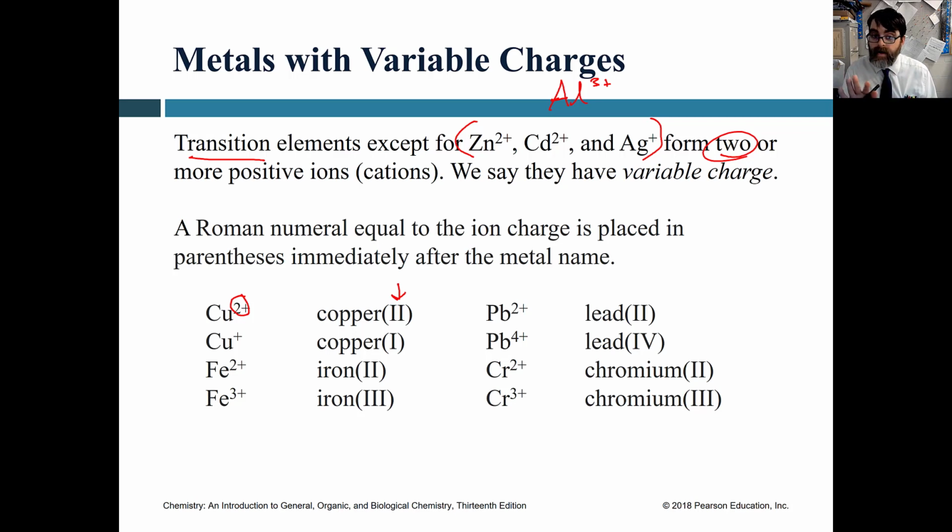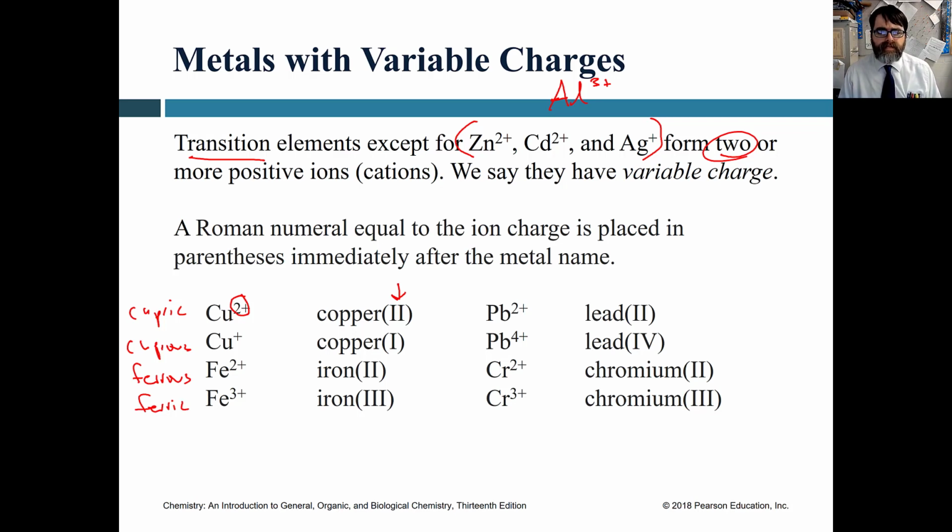Now, this is much better than an older system. In that older system, there was cuprous and cupric, where one of them was the lower charge and the other one was the higher charge. And so here we had ferrous and ferric.